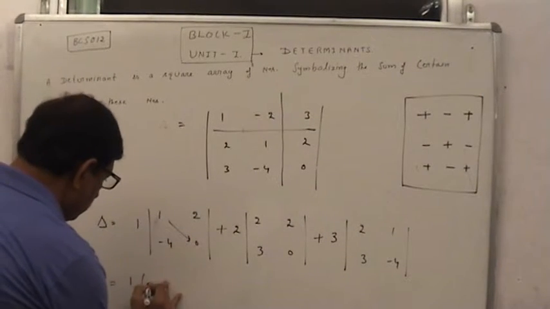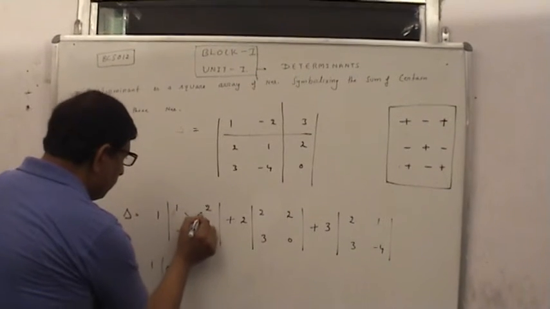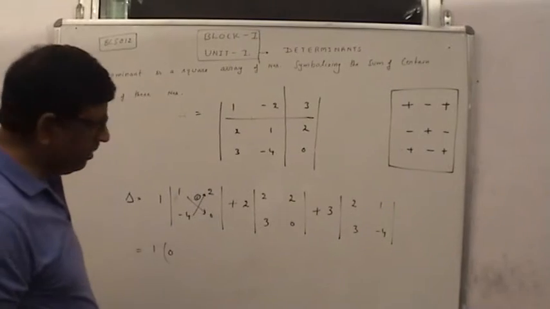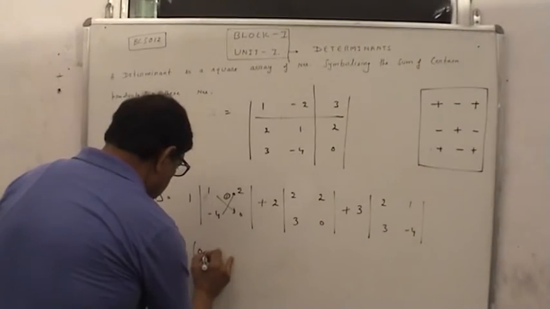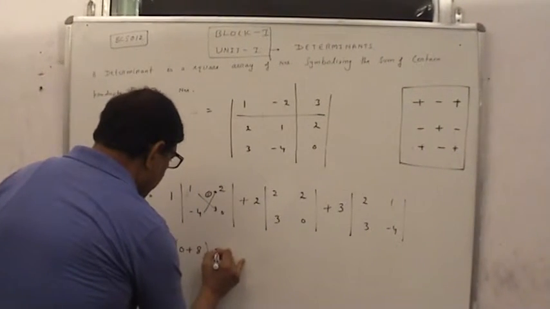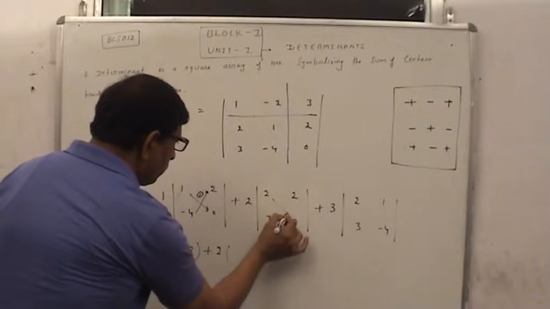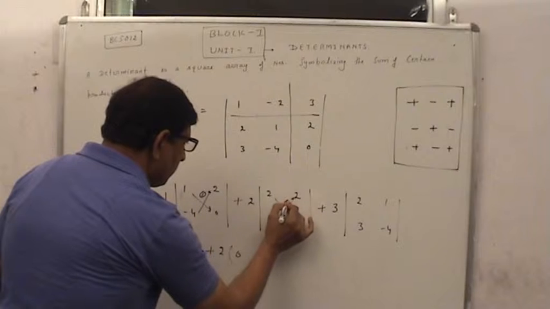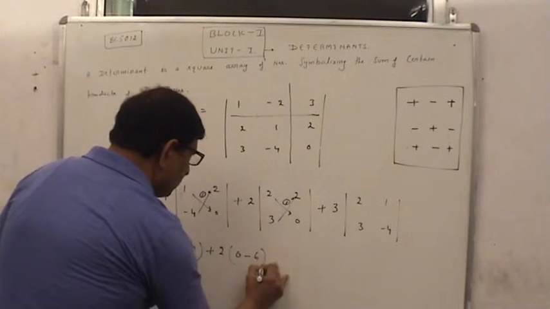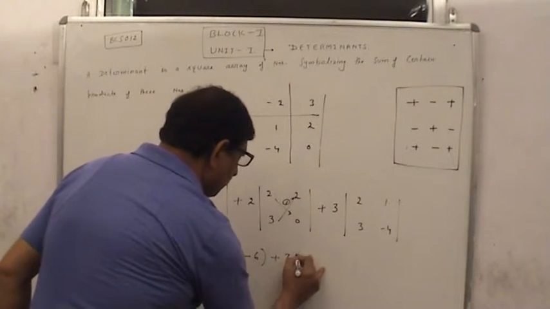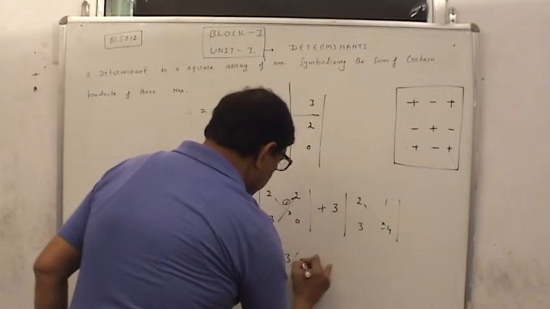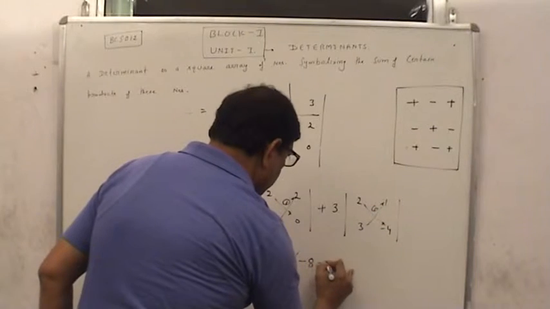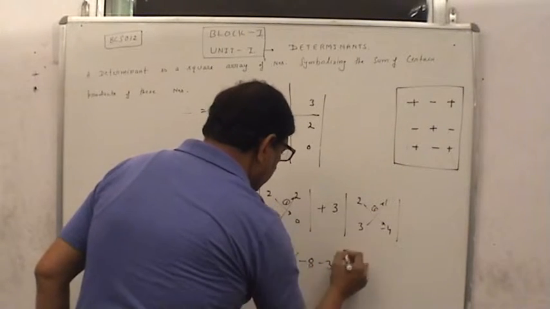1 into 0, that is equal to 0. From bottom to top, we apply a minus sign from our pocket. Minus, minus, plus, plus 8, plus 2 into 0, 0, 3 into 6, minus from the pocket, -6, plus 3, 2 into -4, -8, 3 into 1, minus from the pocket, it's -3.